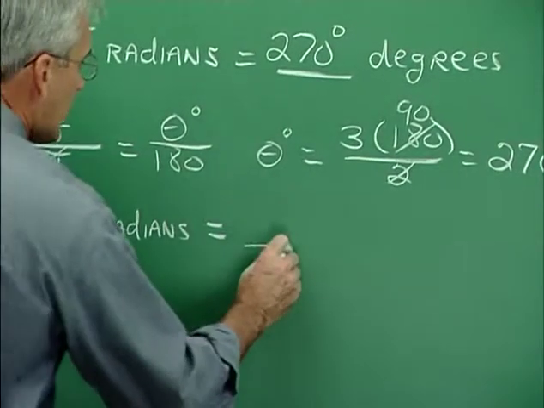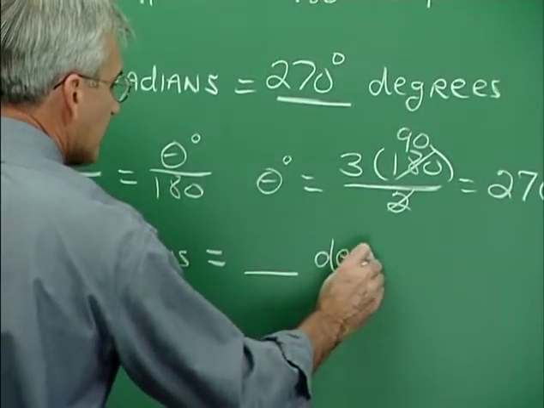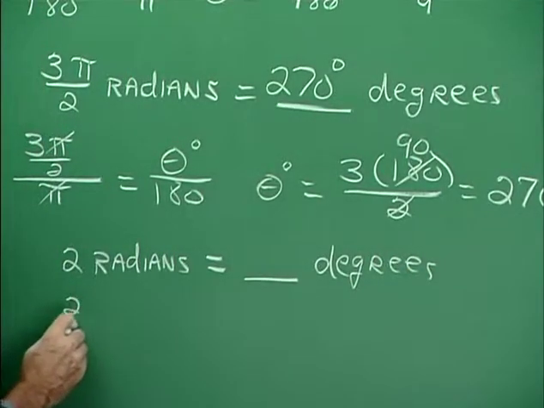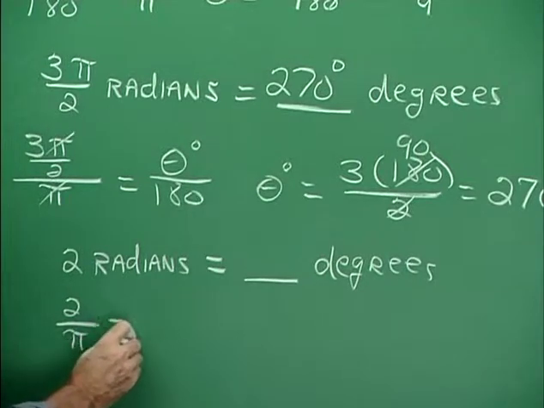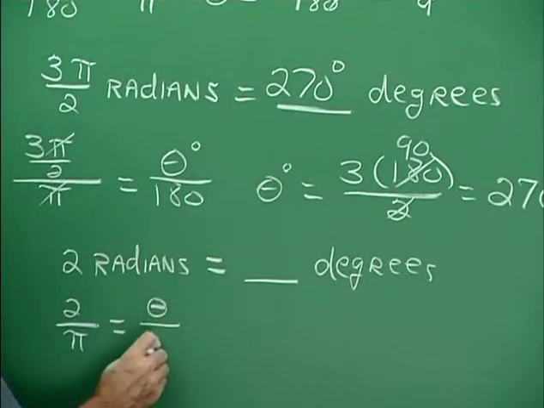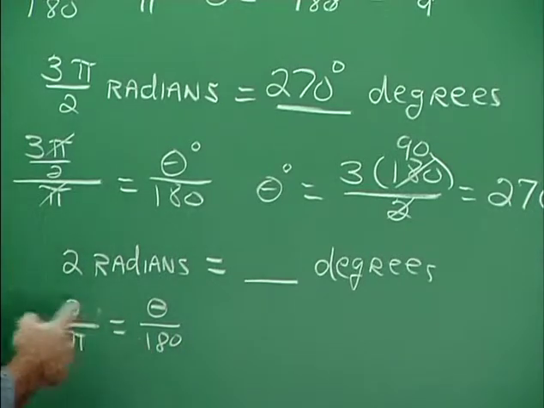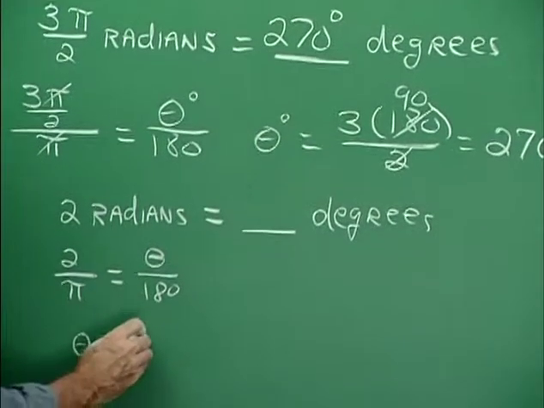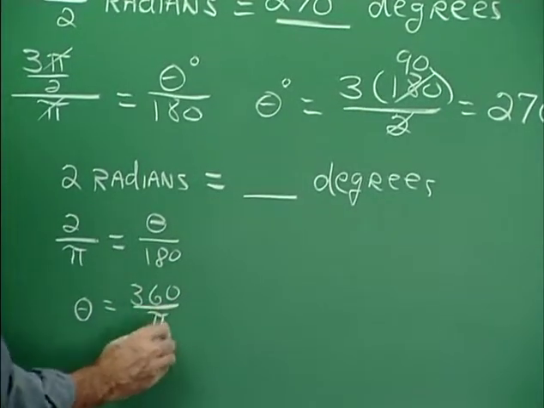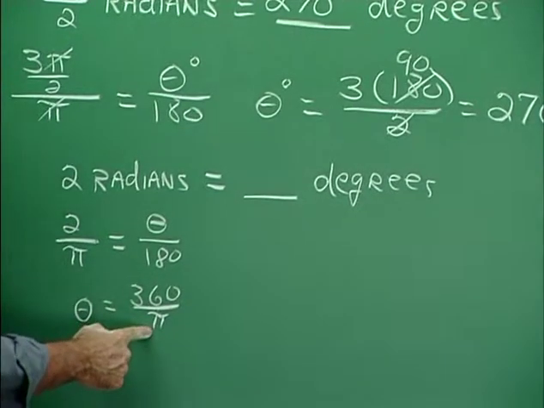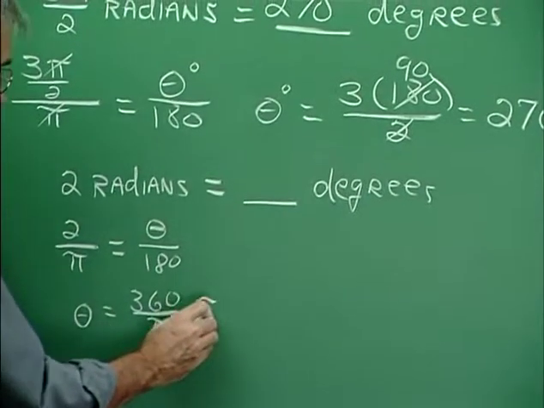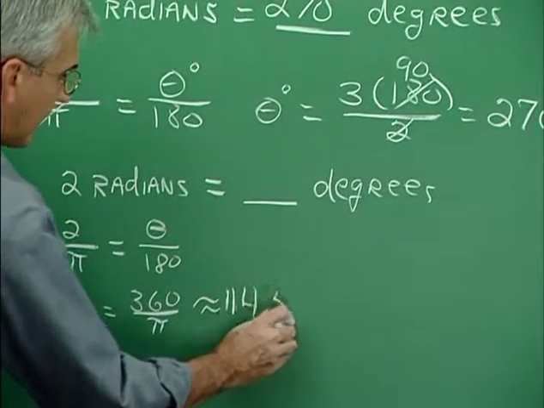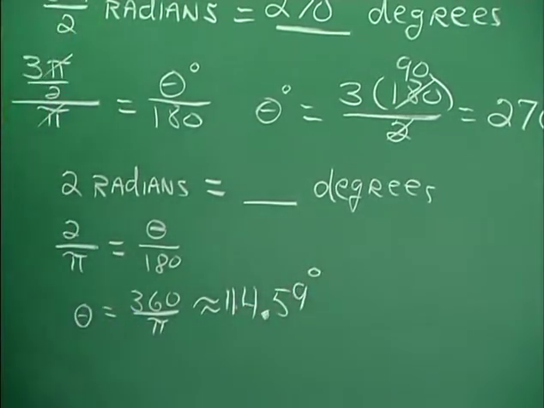Well, again, we use the same idea. Now we want the number of degrees here. So 2 radians corresponds with pi in the same way as theta in degrees corresponds with 180. So let's see, multiply by 180 on both sides. Theta turns out to be 360 over pi. That's 360 divided by some approximation here. Using the calculator, we find that this is approximately 114.59 degrees.